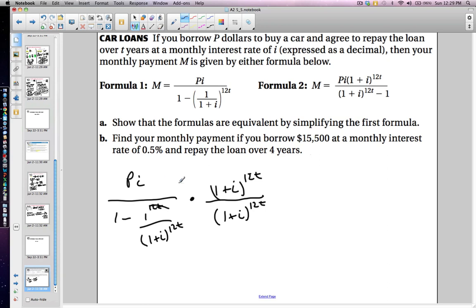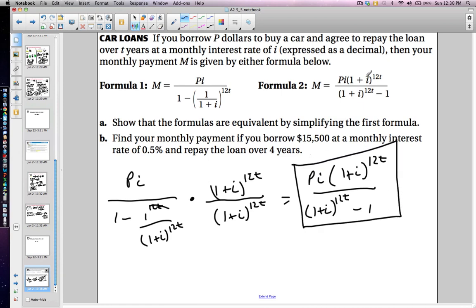Okay, so when I multiply this times PI, I get PI times 1 plus I to the 12t power. And when I multiply this times 1, I get 1 plus I to the 12t power. And when I multiply it times this fraction, it cancels with the denominator and I just get minus 1. Okay, so now you see that this equals that, and I've done the first part of the problem. So I've shown that this formula and that formula are the same formula if I simply deal with the complex fraction and make it a simple fraction.